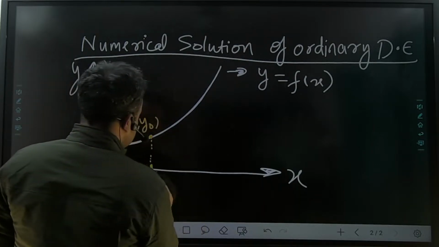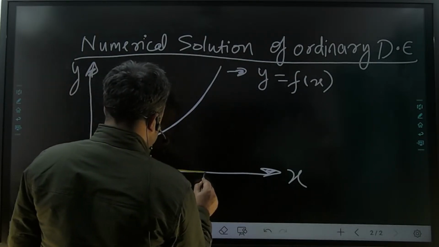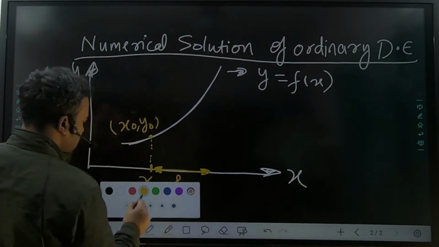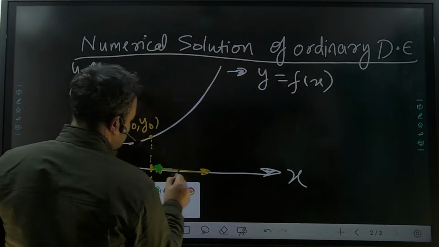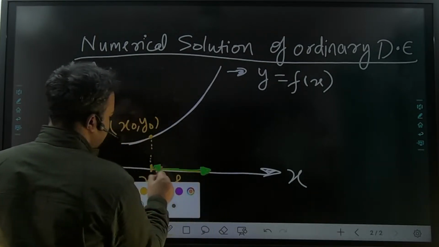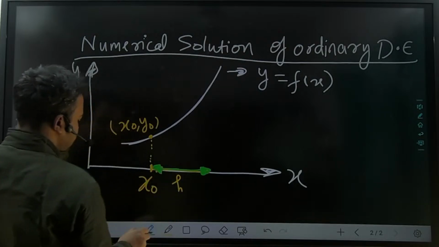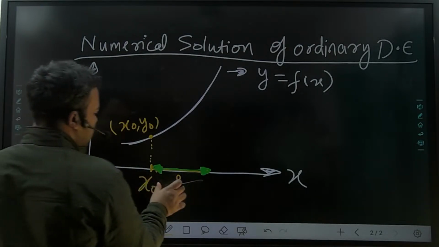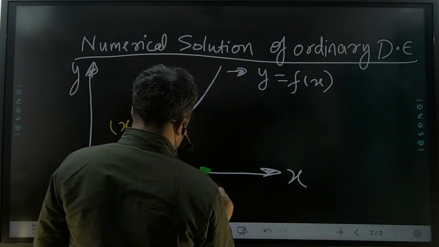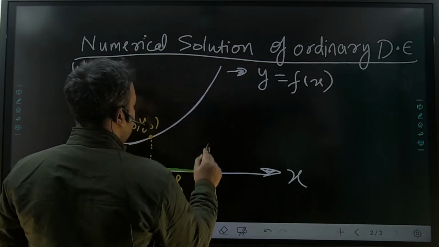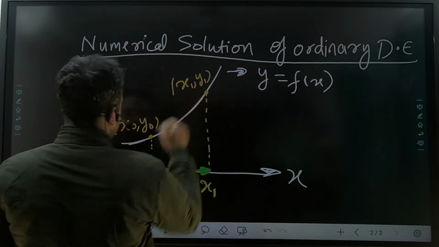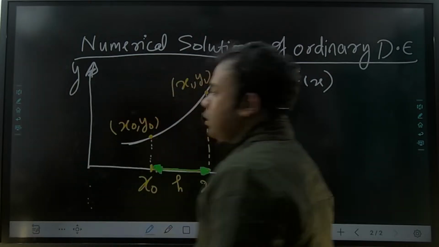And let's say we have moved some distance ahead, that is equal to h. So this h is called a step size. We are moving h distance ahead of x naught. So we get another value of x, that is, let's say x1. So this x1 corresponds to another output over here. This is x1 comma y1, right?